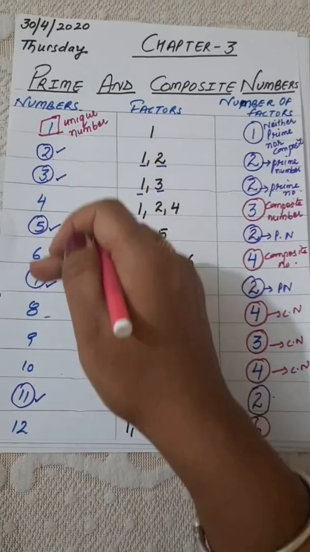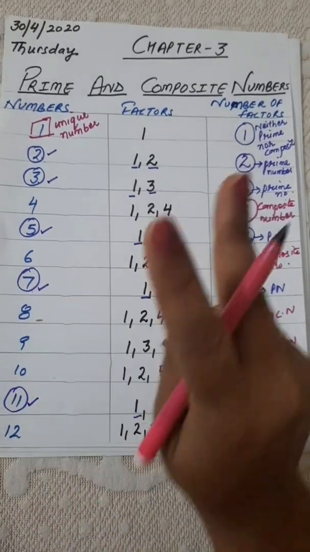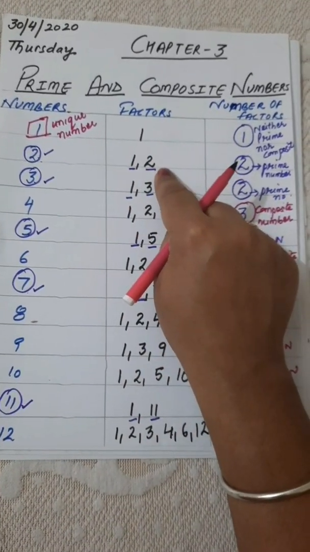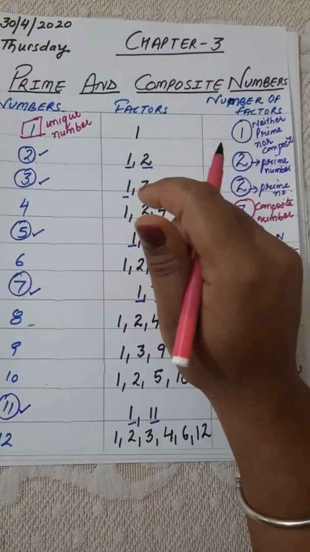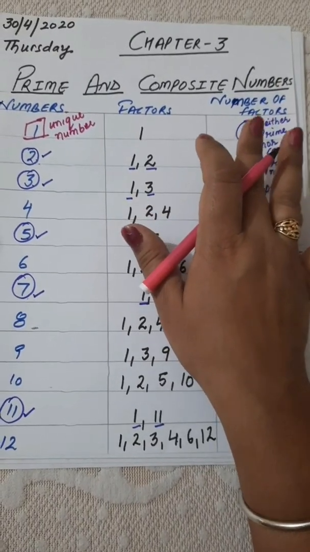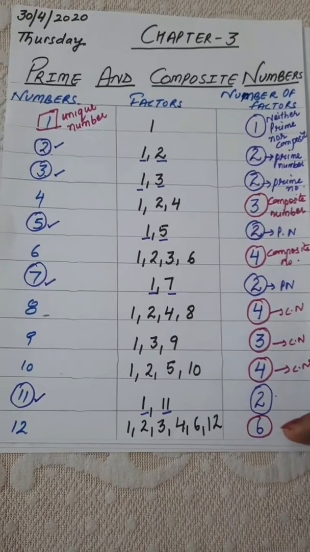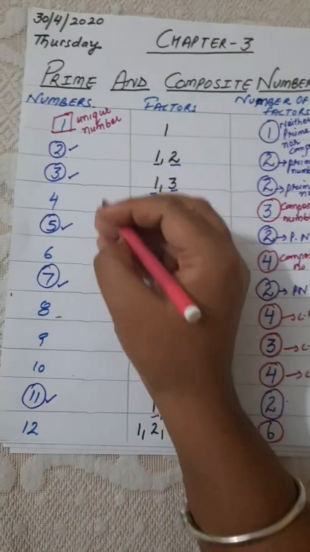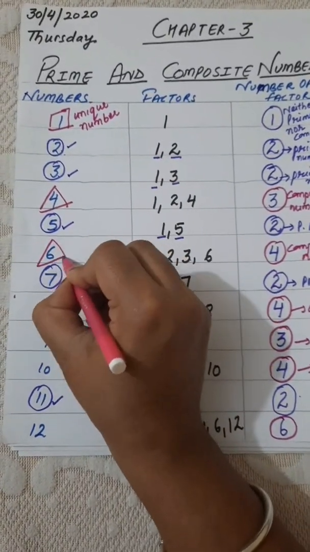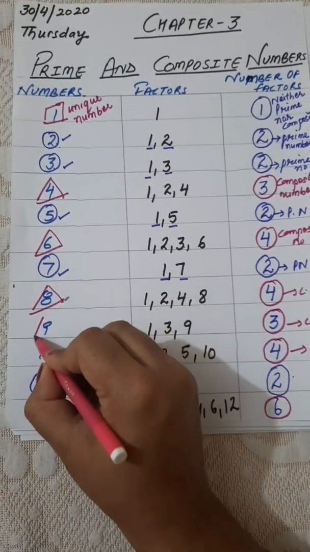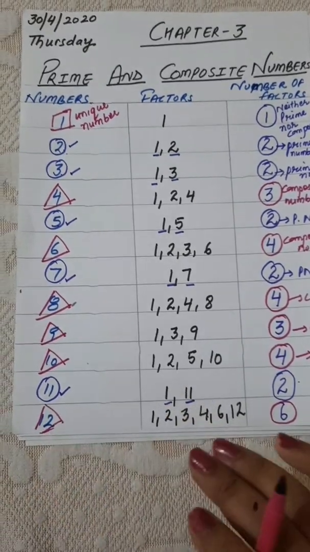Here 2, 3, 5, 7 and 11 are prime numbers because here we have 2 factors, that is 1 and the number itself. If the number 1 and the number itself are there as a factor, such kind of numbers are called prime numbers. If the numbers have 3 or more than 3 factors, then these are called composite numbers. So here we have 4 is a composite number, 6 is a composite number, 8 is a composite number, 9 is a composite number, 10 is a composite number, 12 is a composite number.